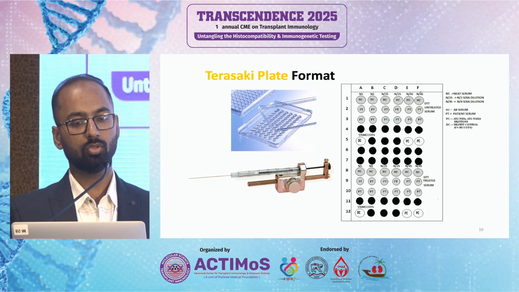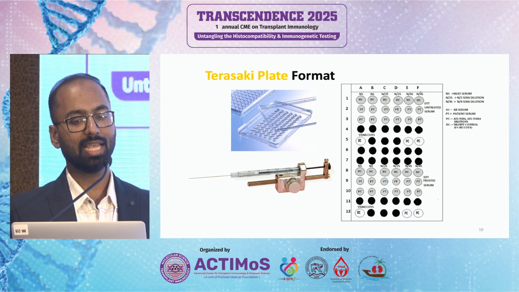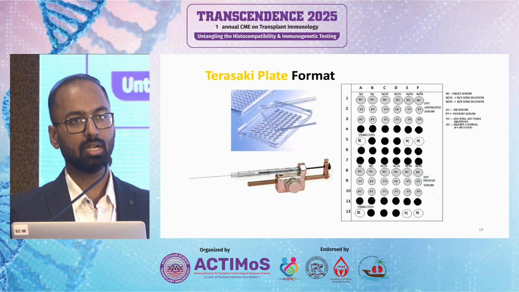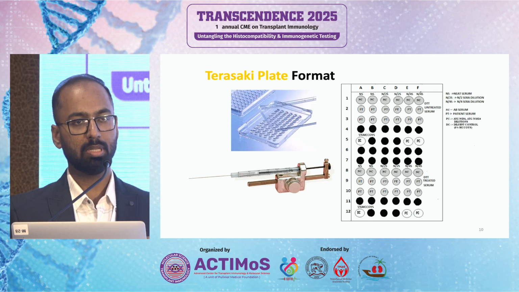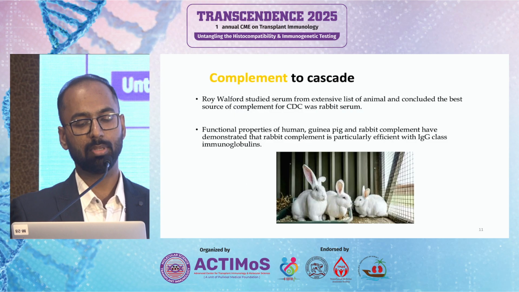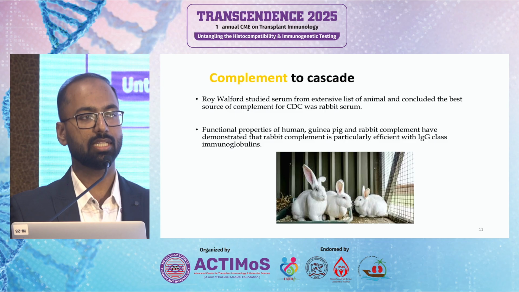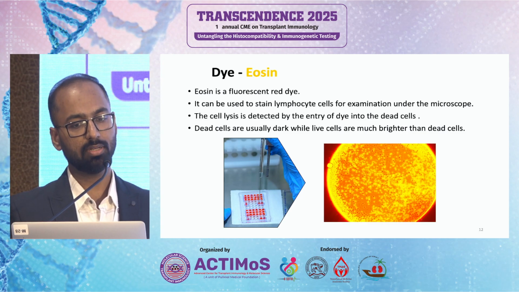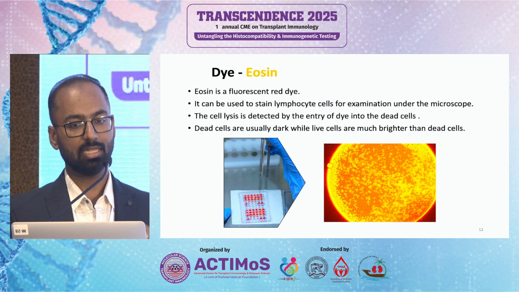The Terasaki tray is used for dotting the isolated cells and serum, and we use a specialized syringe called a Hamilton syringe, which needs a lot of skill, because with each press we drop 1 microliter of serum and cell. One microliter is equal to a dot made with a pen on white paper. For this we use rabbit-derived complement. Various studies have found that the best outcome was obtained from rabbit complement.